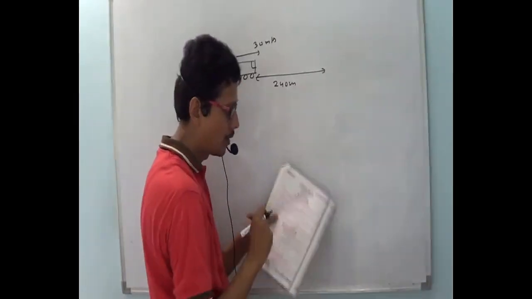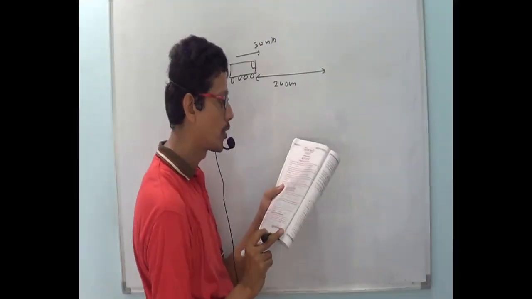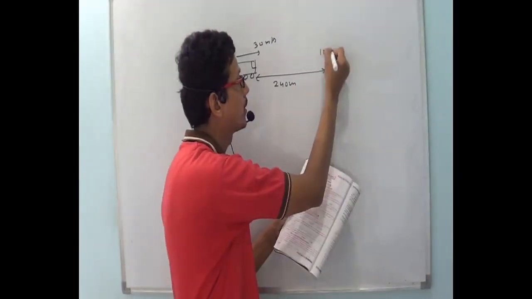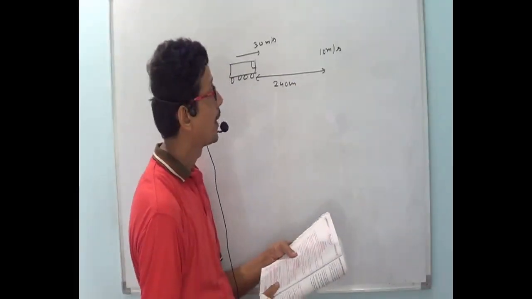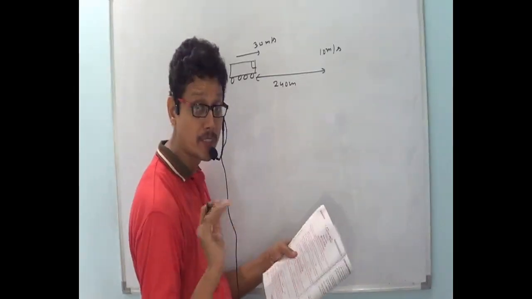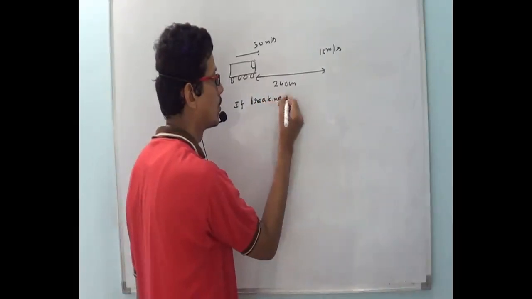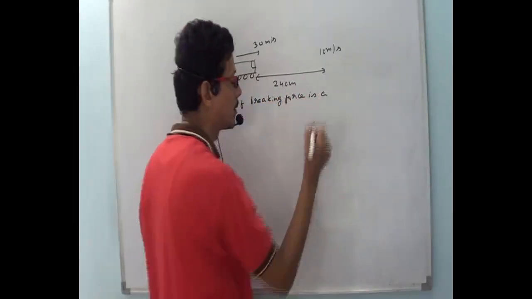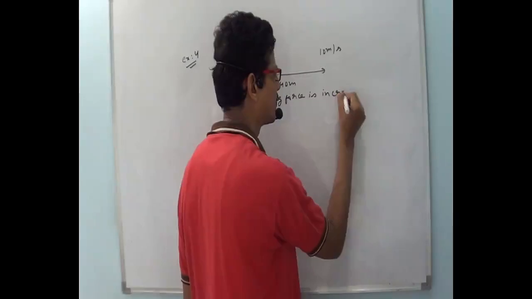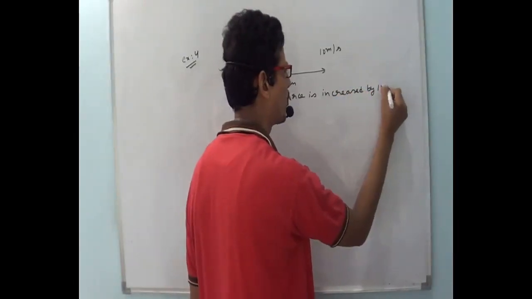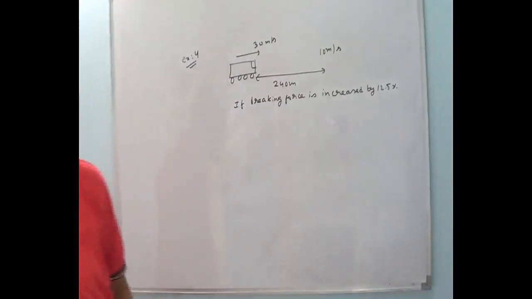You have to draw the diagram after reading the question. Here the diagram is not given, so I am drawing the diagram. 240 meters, its speed is reduced to 10 meters per second. If the braking force is increased by 12.5%, find the distance that it travels before it comes to rest.